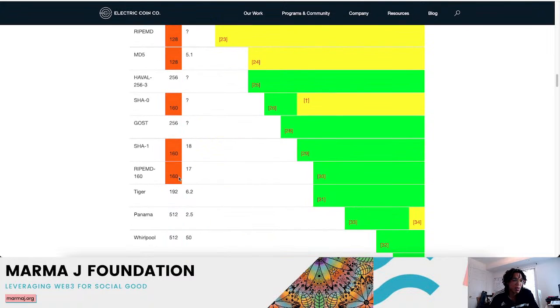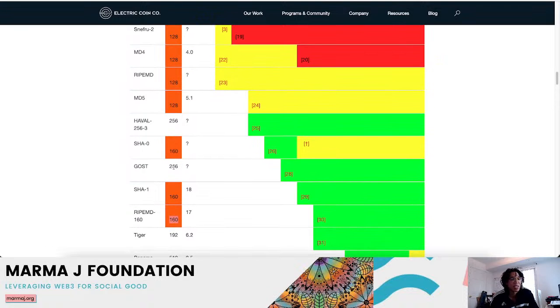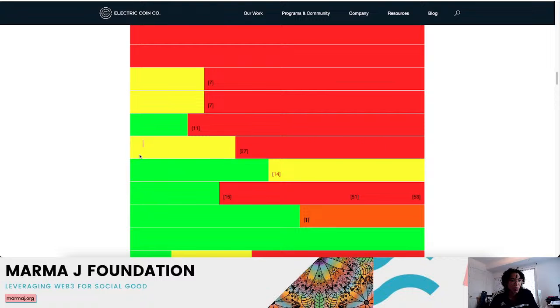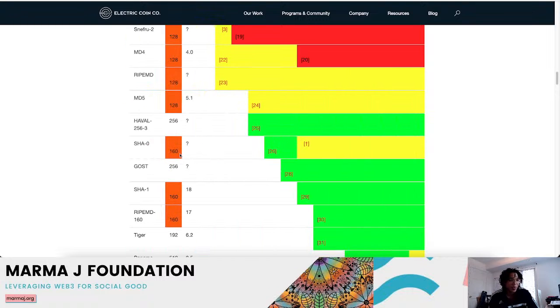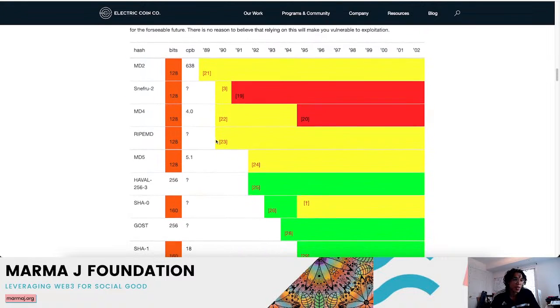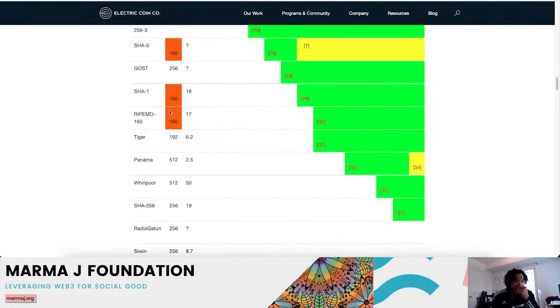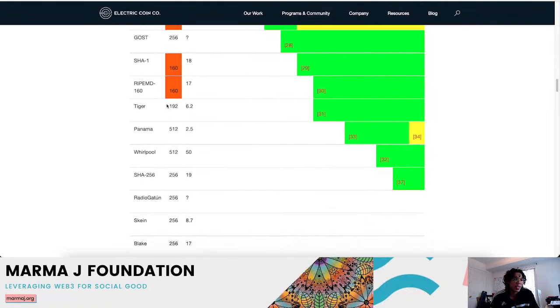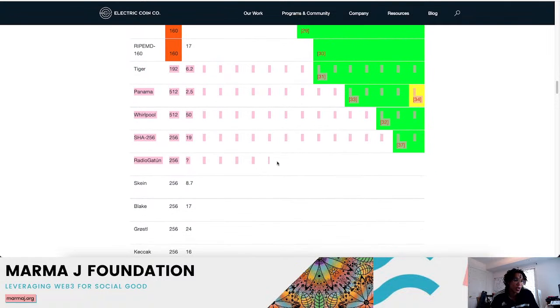Okay, so it's saying all of these up to RIPEMD have attacks, even SHA-0 have attacks. Oh, no, unsecure anymore. But again, the orange means no known attacks, cheaper than brute force, but it might be exploitable. So you really wouldn't use any of these, I suppose. And then you start getting to these, and you start thinking, okay, maybe I can start using some of these because there's no known attacks.